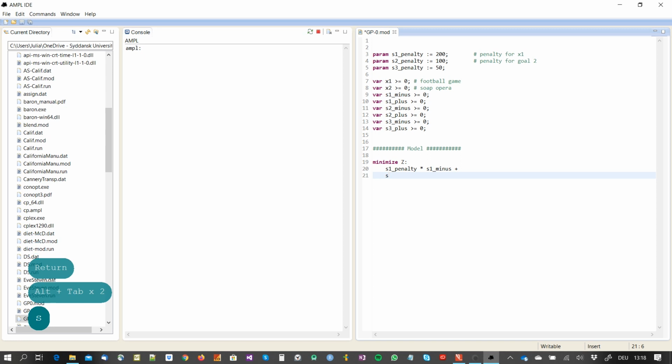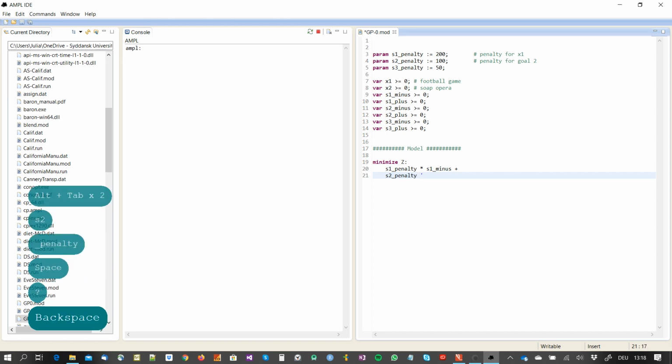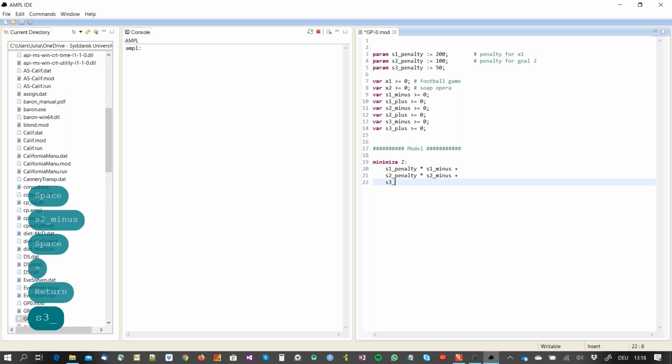So this is the S2 penalty multiplied by S2 minus, plus now the S3 penalty multiplied by S3 minus. And we finish with a semicolon.